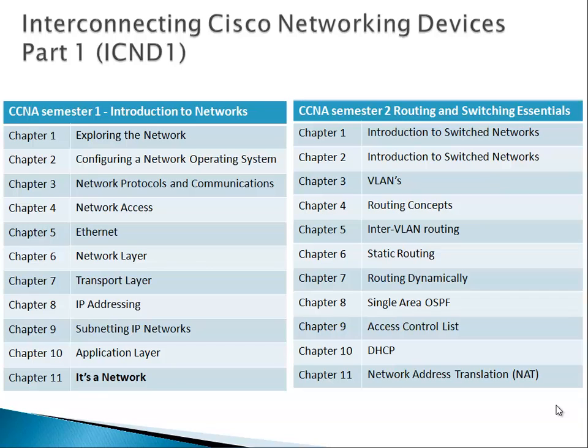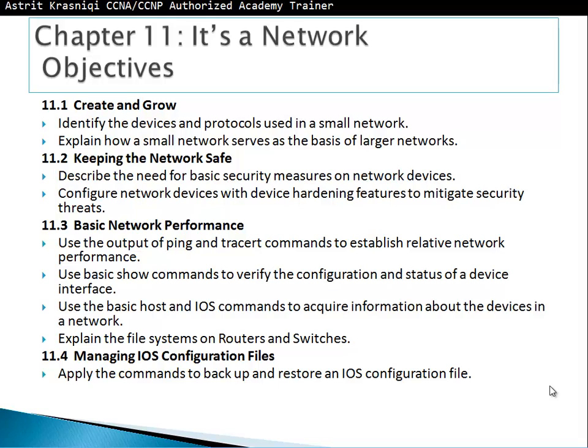Today we'll cover Chapter 11. It is part of CCNA Semester 1, Introduction to Networks. This chapter is divided into 4 sections. Section 11.1, Create and Grow. In this section we'll identify the devices and protocols used in a small network, and explain how a small network serves as a basis of large networks.